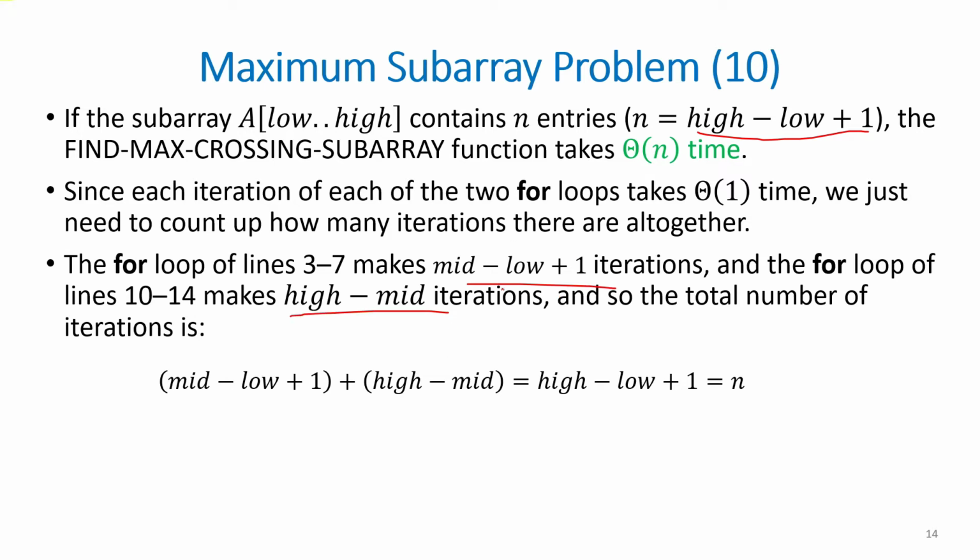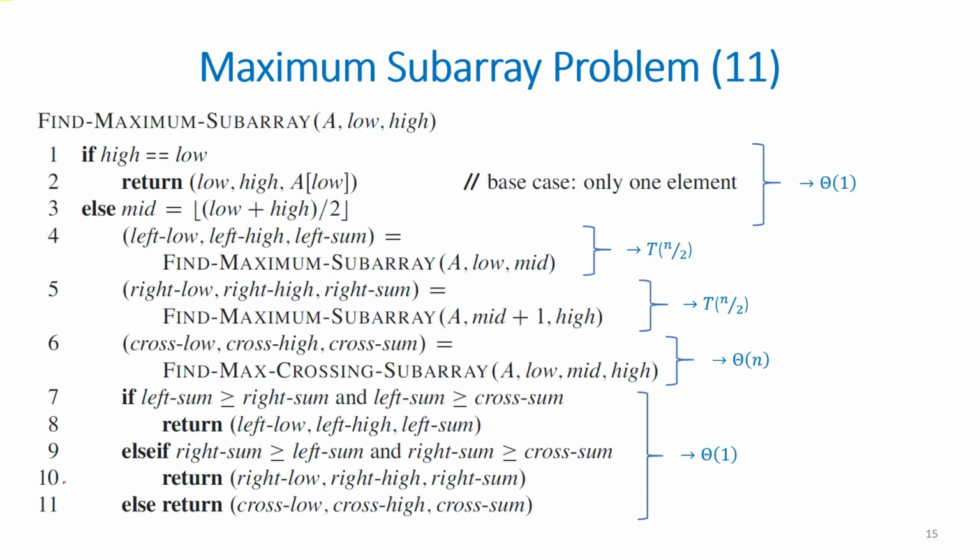So adding these two up gives us a total of high minus low plus 1, which is basically the same as n. Therefore, we have a running time of theta n. The divide and conquer implementation of the maximum subarray problem is given in the pseudocode.